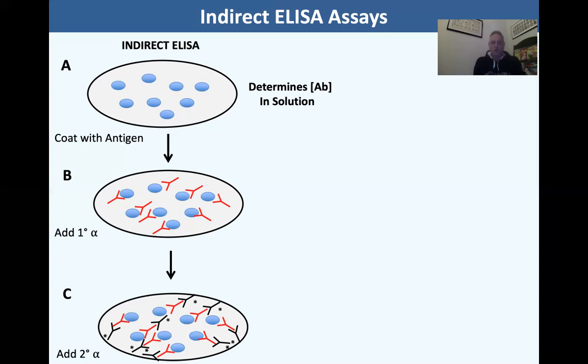Of course, you got to run controls too. What would those look like? Well, one control, of course, would be to run a blank plate where there's actually no coating with the antigen. You should theoretically get no signal whatsoever. So that's the indirect ELISA assay.